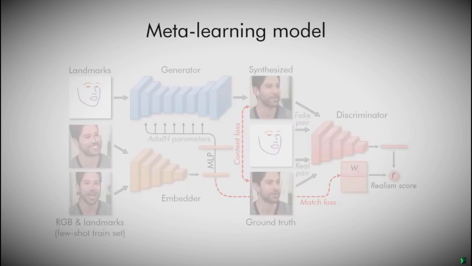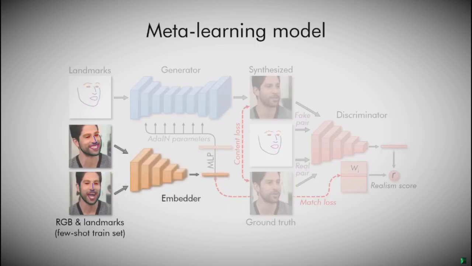Our approach uses a meta-learning stage, which is performed on a huge dataset of videos. For the results in this presentation, the VoxCeleb 2 dataset is used. 3 networks are trained during the meta-learning stage. The embedder network maps frames concatenated with the landmarks into vectors containing pose-independent information.